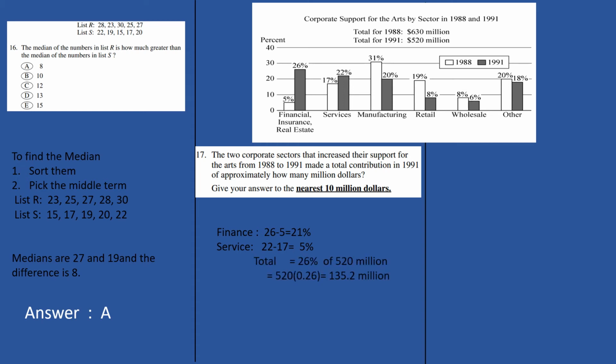So if I take the total, which is 26% of that total for 1991, the total is only $520 million. So 26% of 520 million will be 135.2 million. And if we write this correct to the nearest $10 million, we can write that as $140 million.